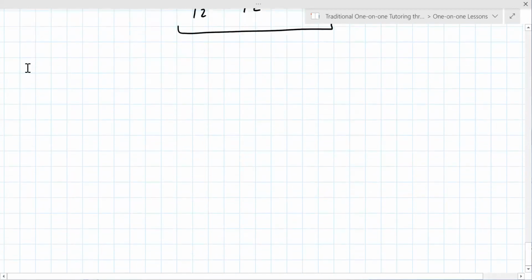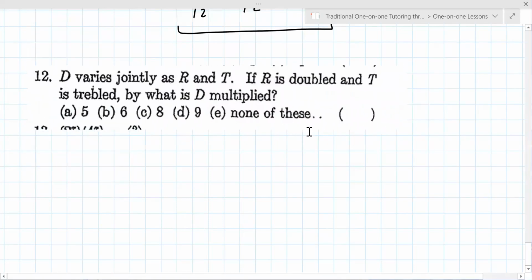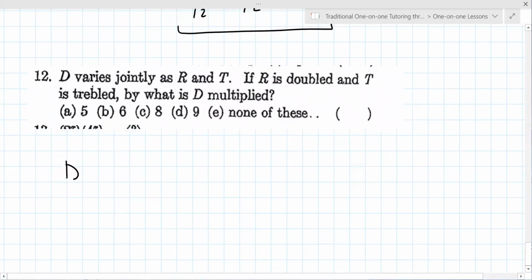All right, D varies jointly as R and T. So D equals K times R times T. That's what this first sentence means. Jointly means that they're multiplied together. Oh, okay.